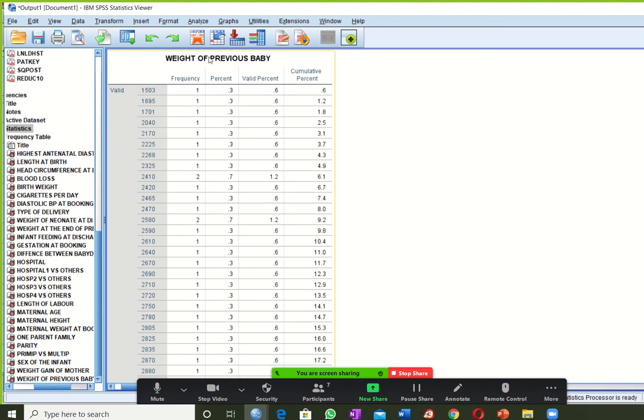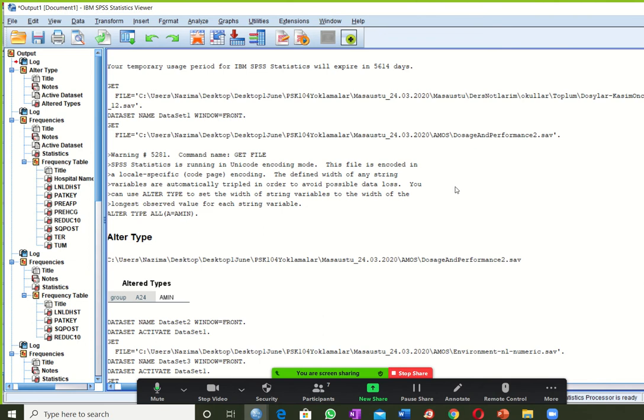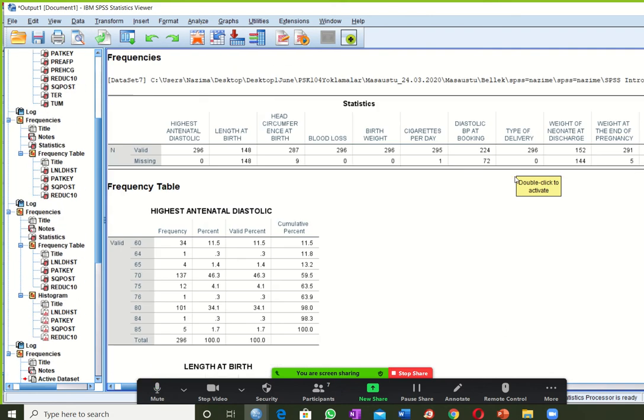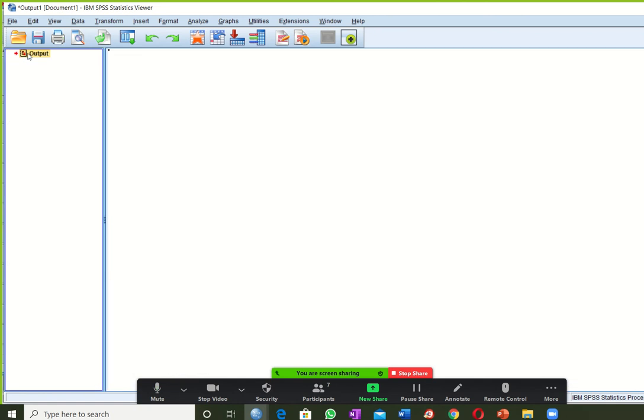And these are all the other frequencies related with it, and also percentages. This means weight of previous baby, if mom has 2 babies, the weight of the previous baby, you can see the weights are here, and how many babies have this weight and how many babies have that weight. You can see the frequencies here. Yes, these are frequency tables. So how many patients are there in our study? By the way, this other one is at the top. I didn't delete it. I can delete it from here because this was all before.